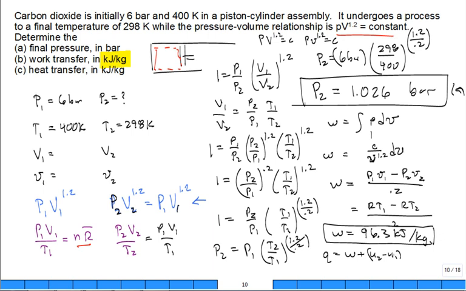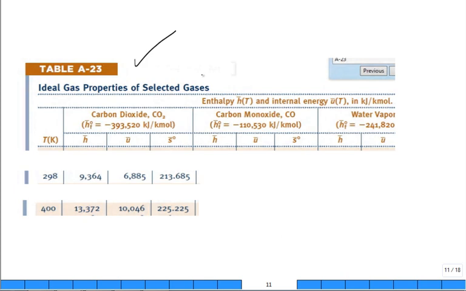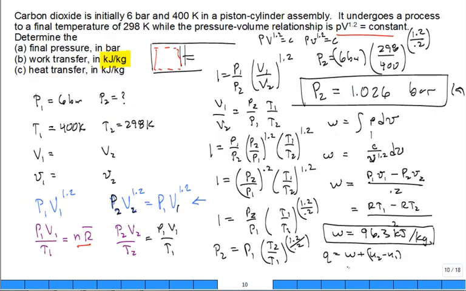If I really want to do a great job on those U's, go to the table, carbon dioxide, get U bar at 298, that's T2. So this is U bar 2. And then at 400, that's T1. And this is U bar 1, true? But then I have the molar mass to get it to on a per unit mass basis. So when you calculate Q, I'm out of space, 24.5 kilojoules per kilogram.